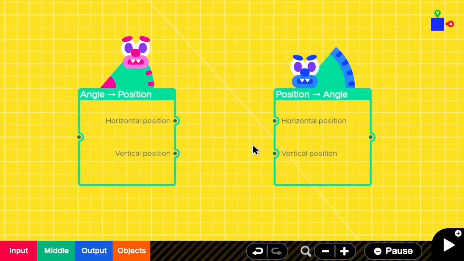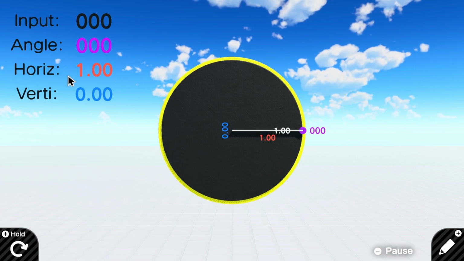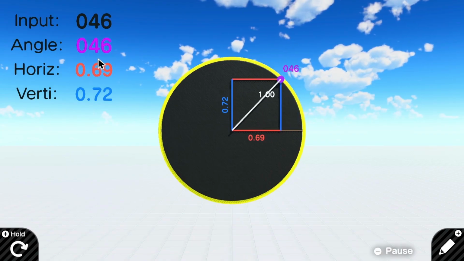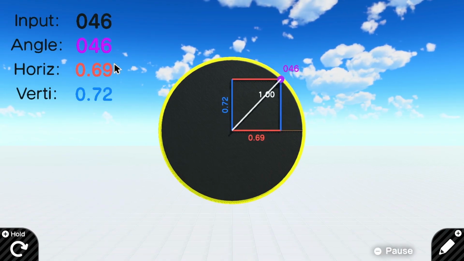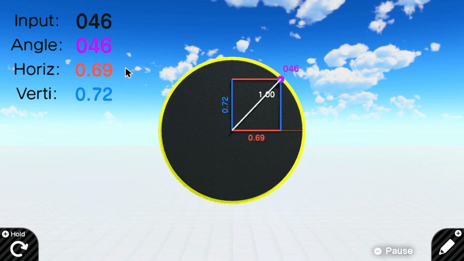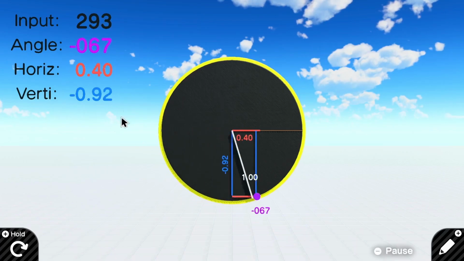Now let's talk about the position to angle nodon. You can see here the position to angle nodon is basically just a mirror of the angle to position nodon. So it has two position inputs and one angle output. So it's basically the opposite of the angle to position nodon. Here, if we give it a horizontal input of 0.69 and a vertical input of 0.72, we will get an angle value output of 46. And that's true for any of these values.